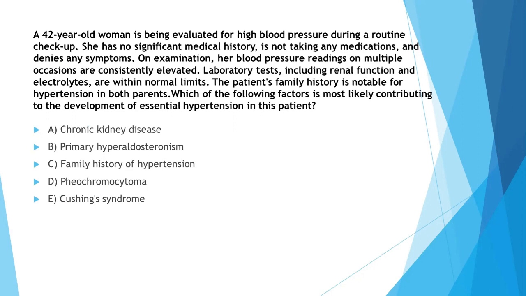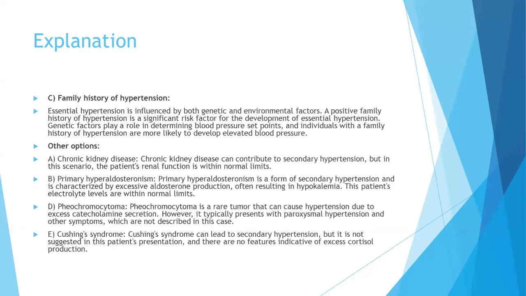Chronic kidney disease, primary hyperaldosteronism, family history of hypertension, pheochromocytoma, or Cushing's syndrome. So essential hypertension is influenced by both genetic and environmental factors. A positive family history of hypertension is a significant risk factor for the development of essential hypertension. Genetic factors play a role in determining the blood pressure set points, and individuals with a family history of hypertension are more likely to develop the elevated blood pressure.